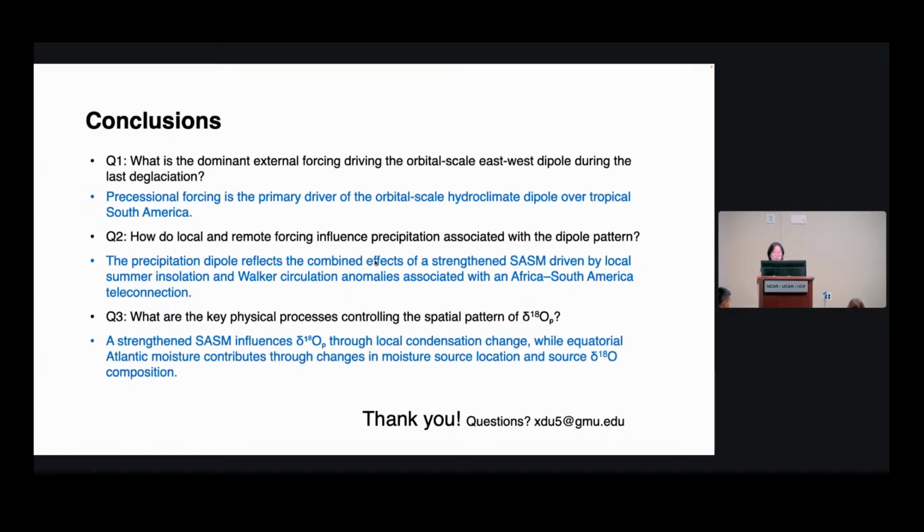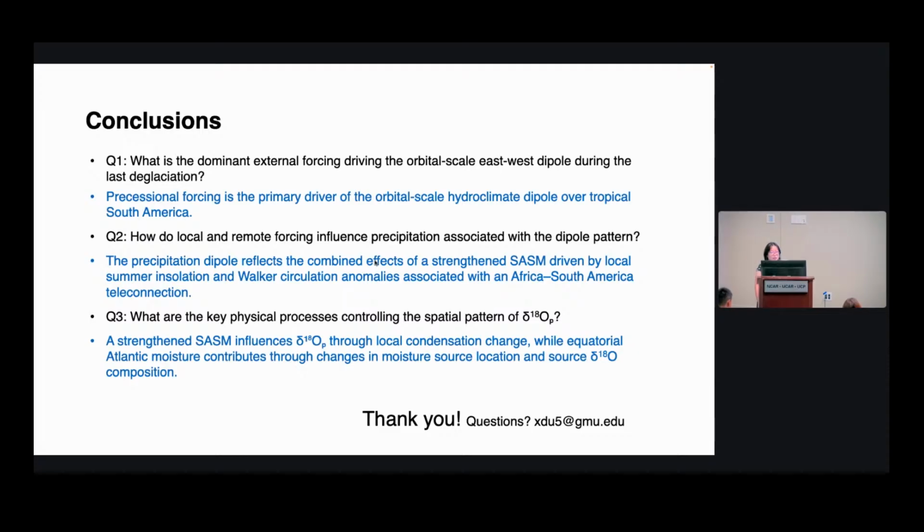So let's go back to those three questions where we began. First of all, what is the dominant external forcing driving the orbital scale east-west dipole during the last deglaciation? It's the precessional forcing, based on our single forcing analysis. And the second question, how do local and remote forcing influence the precipitation pattern associated with the dipole pattern? The dipole pattern reflects the combined effects of a strengthened South American summer monsoon driven by local summer insolation and also a Walker circulation anomaly associated with the Africa, South America teleconnection.